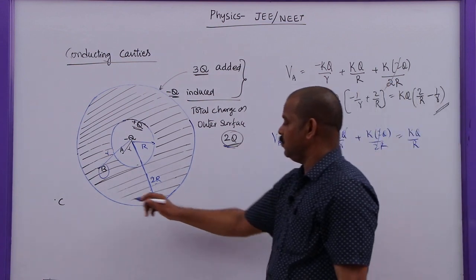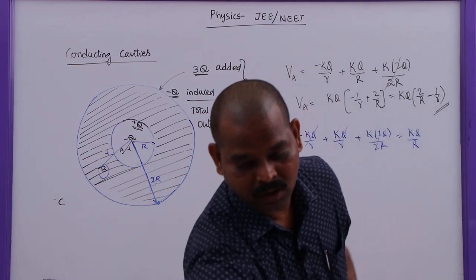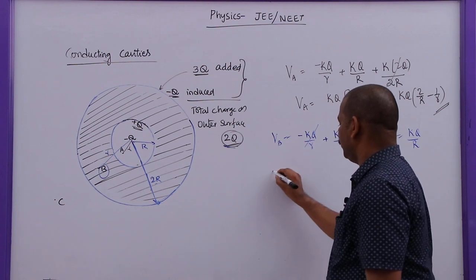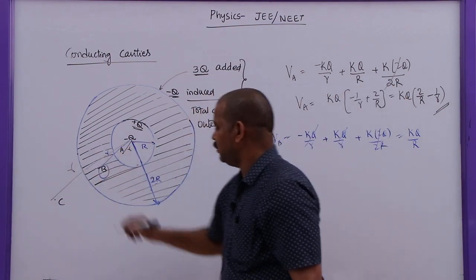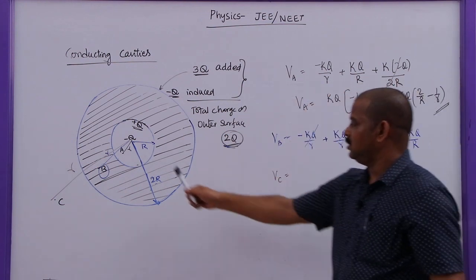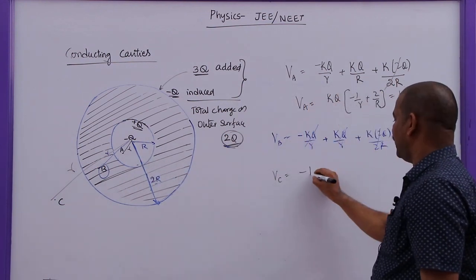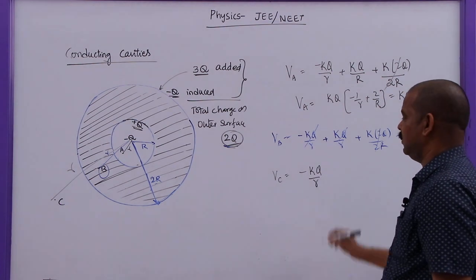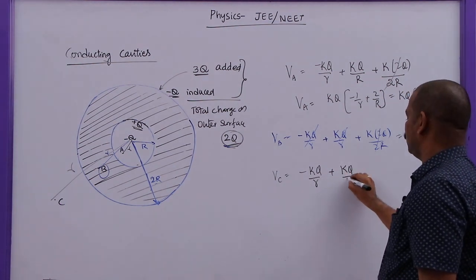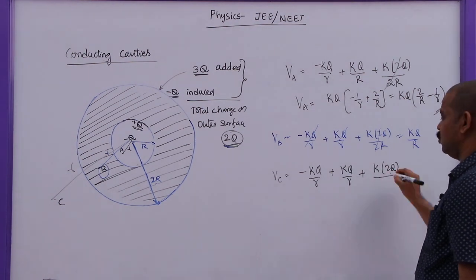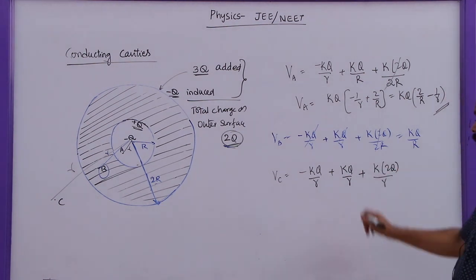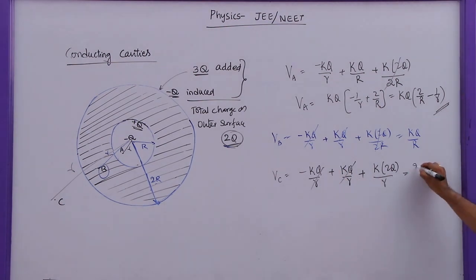Now the third point, if you take a point outside the system, which is point C. So at C, the potential is given by, once again let me take the distance as r, the negative point charge is at the center, this is minus kq by r plus kq by r plus k into 2q by, this distance is also r. Once again these two get cancelled, this will be 2kq by r.